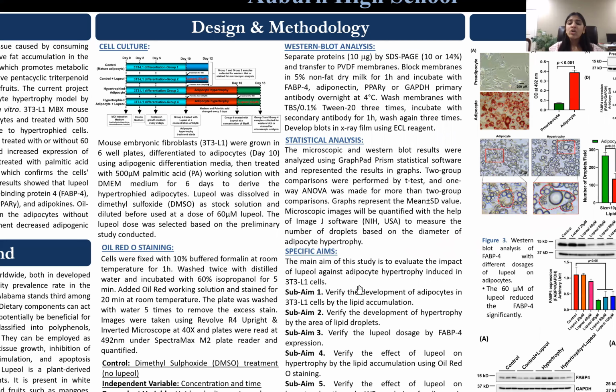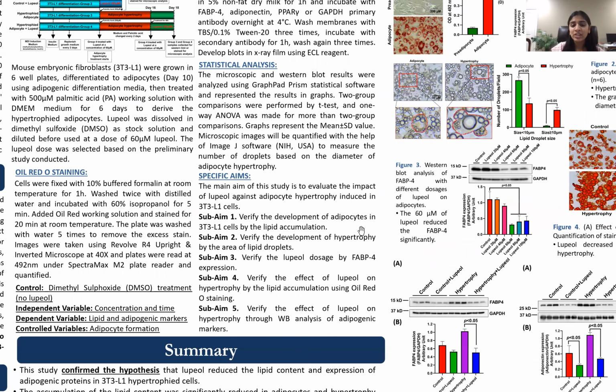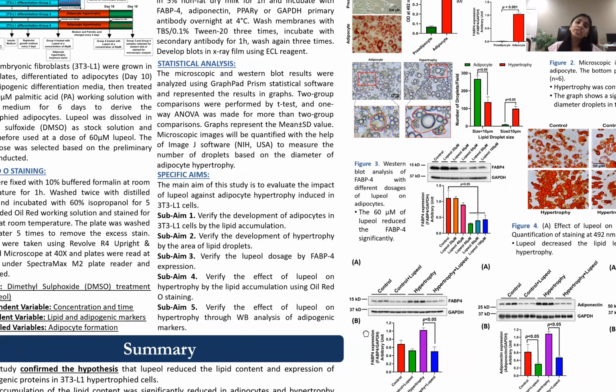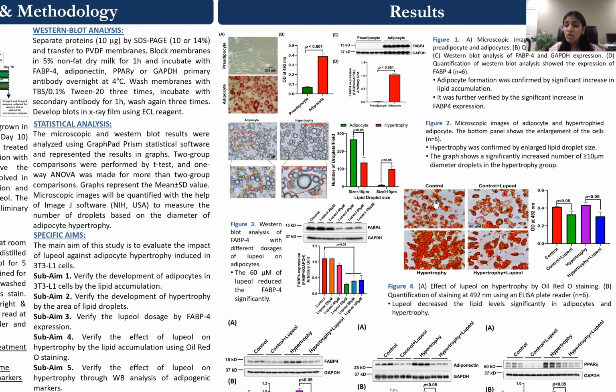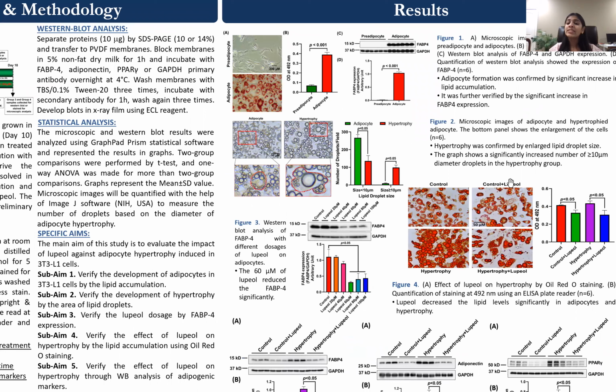My fourth sub-aim was, after the cell culture and after the cells were collected, to determine how the Lupeol was affecting these hypertrophied adipocytes through lipid accumulation and Oil Red O staining, which I talked about in sub-aim 1. As you can see here, the control and hypertrophied adipocytes have much more red staining in comparison to the control treated with Lupeol and the hypertrophied adipocytes treated with Lupeol, showing that the lipid content was decreased after the Lupeol treatment.